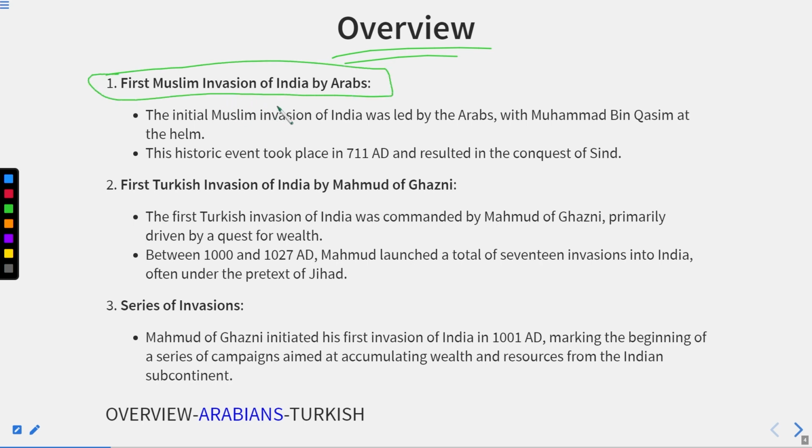First Muslim invasion of India by Arabs. The initial Muslim invasion of India was led by the Arabs, and their commander's name was Muhammad bin Qasim. This historic event took place in 711 AD and resulted in the conquest of Sindh.